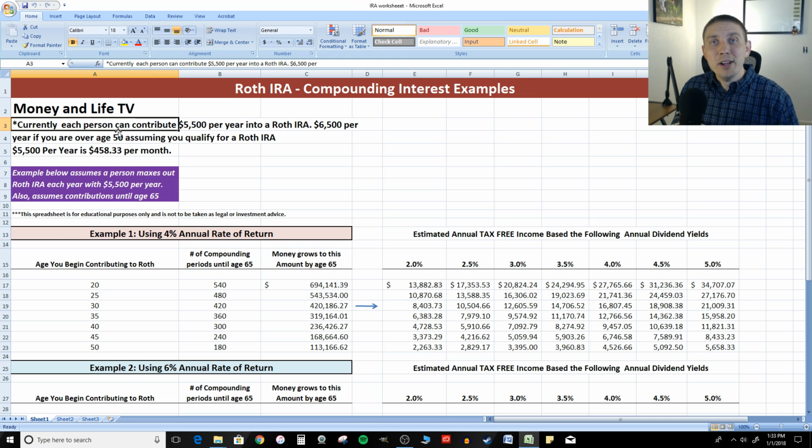Now, your 401k at your company might have a Roth option, and it might make a lot of sense to do that option. But the Roth IRA in general is just a separate account that a single person can contribute $5,500 a year into.